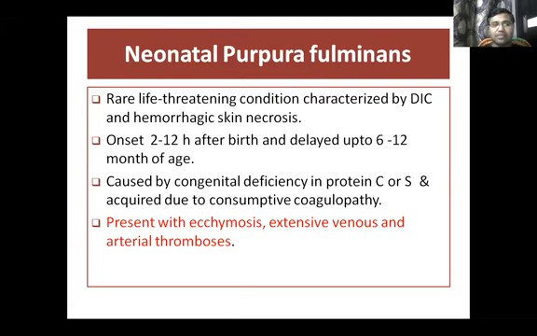Next, we will discuss neonatal purpura fulminans. It also comes under neonatal thrombosis. It is a very rare, life-threatening condition with DIC and hemorrhagic skin necrosis. Onset can be immediately at birth or may be delayed up to 6 to 12 months of age. It is most commonly caused by congenital deficiency of protein C and S. Sometimes it may be a consumptive coagulopathy or severe sepsis; there are other causes too. It presents with extensive ecchymosis or venous and arterial thrombosis, especially in the injured part.